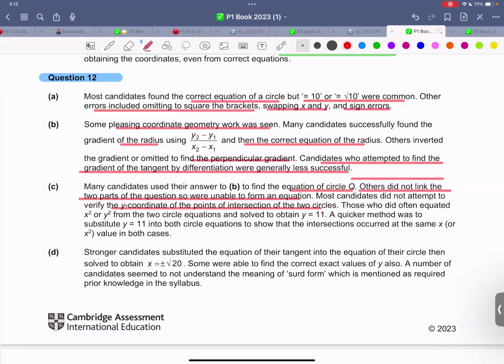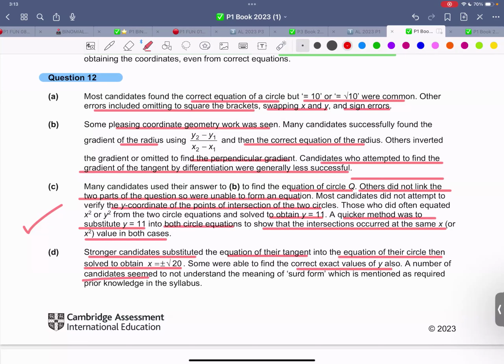Those who did often equated x squared or y squared from the two circle equations to obtain y equals 11. A quicker method was to substitute y equals 11 into both circle equations to show that the intersection occurred at the same x or x squared value in both cases. That is what we did. That is what you will do. Stronger candidates substituted the equation of the tangent into the circle and then solved to obtain x equals plus or minus root 20. Some were able to find the correct exact values of y also, some, not all.